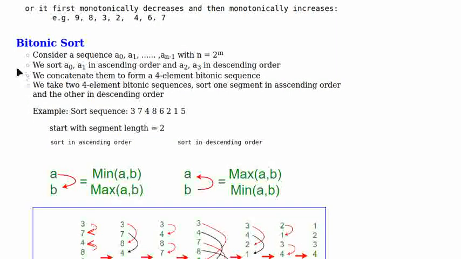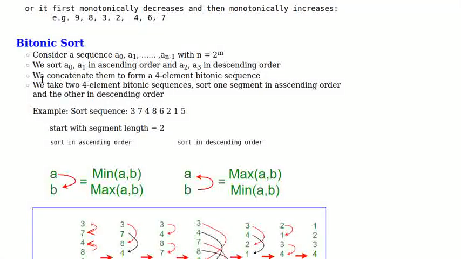Now we discuss Bitonic sort. Consider a sequence A0, A1, and so on up to AN minus 1 with n equals 2 to the m. That means the number of elements in this sequence is a power of 2. In Bitonic sort, we sort the first two elements A0, A1 in ascending order and A2, A3, the next two elements, in descending order. And the next two will be sorted in ascending order again.